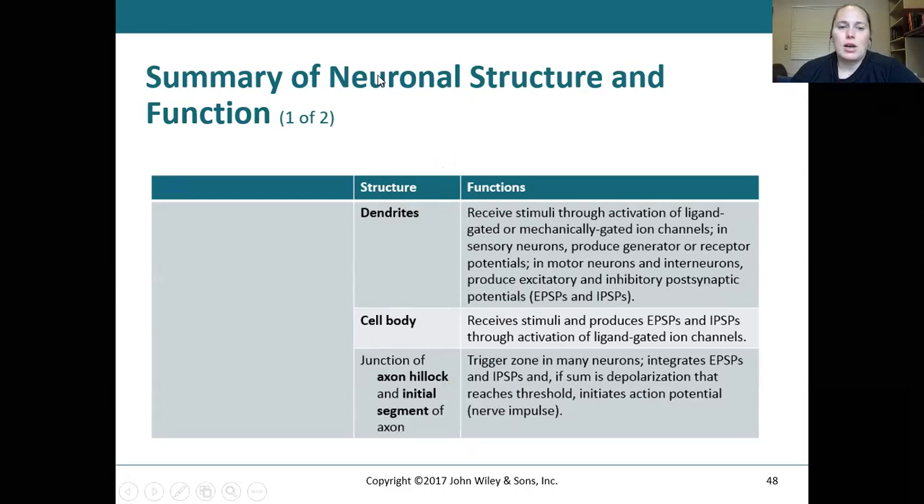Okay, summary of neuronal structure. Dendrites, cell body, junction of the axon hillock. So dendrites project out into the world, have ligand-gated and mechanogated channels on them. They're basically reaching out into the world looking for a stimulus. Next, you have the cell body, which receives stimuli and produces excitatory postsynaptic potentials and inhibitory postsynaptic potentials.